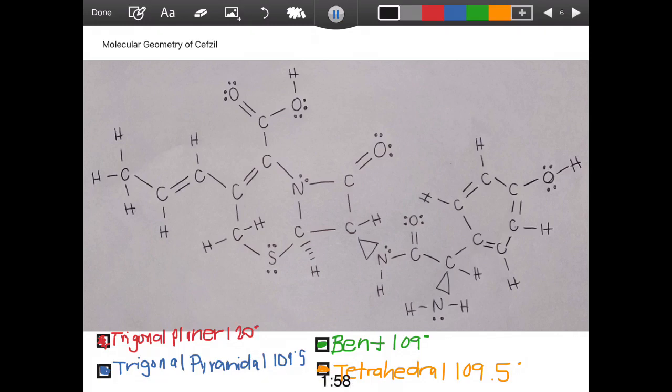And Cefzil has 4 different types of geometry in it. It has trigonal planar of 120, trigonal pyramidal of 109.5, bent 109, and tetrahedral at 109.5. We're going to start with trigonal planar with 120, and we're going to be doing that one in red. So we have this carbon. We can tell it is trigonal planar because it has 3 bonds coming out of it.